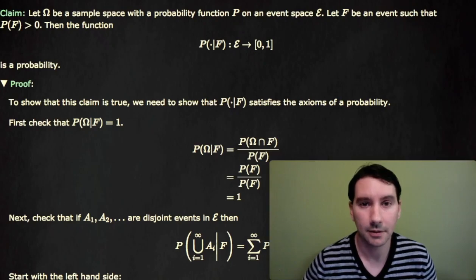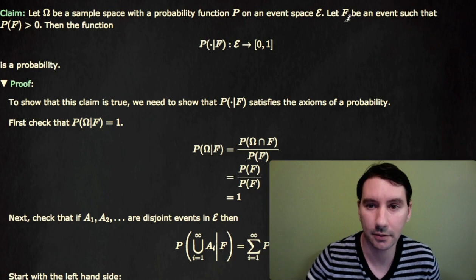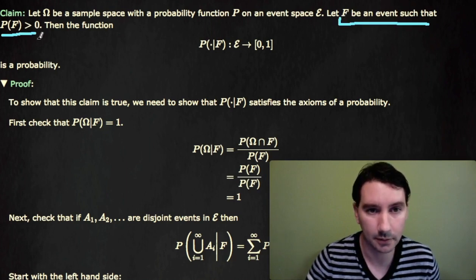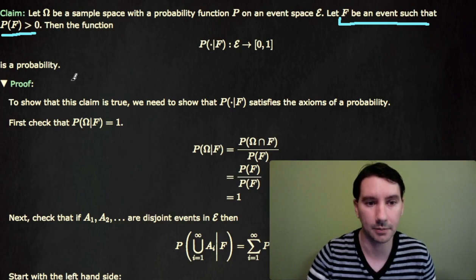Hi everyone, and welcome to this lesson on conditional probabilities as a probability function. So the big claim in this lesson is that if we fix a particular event F with probability bigger than 0, then the function P of events given F, from the event space to [0, 1], is in fact a probability.